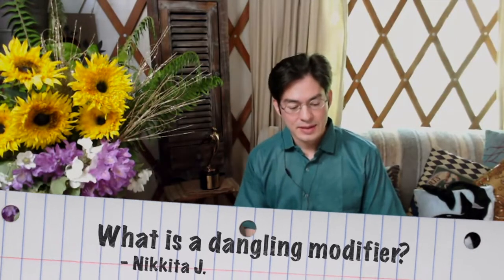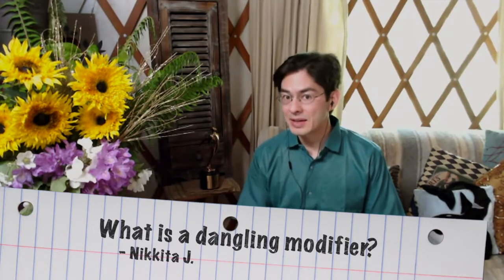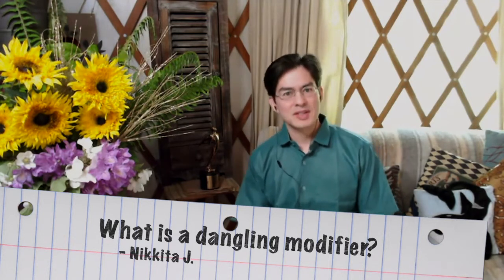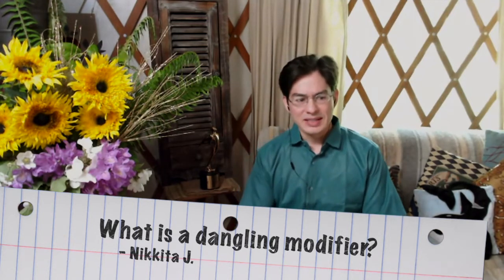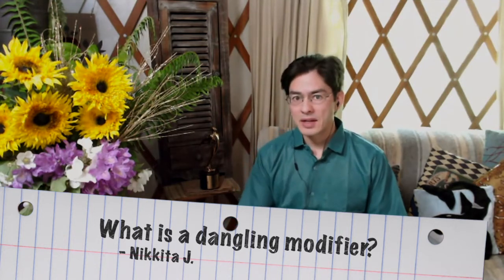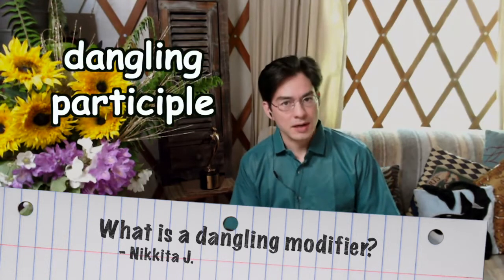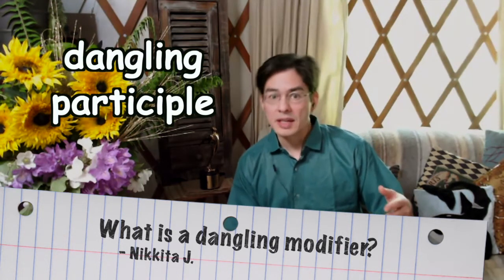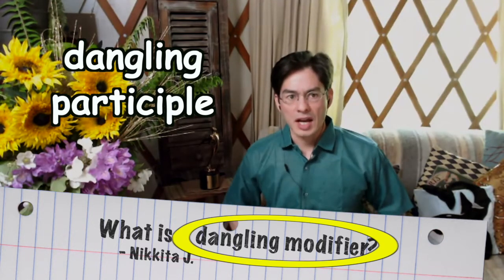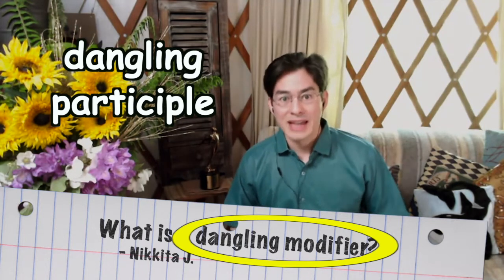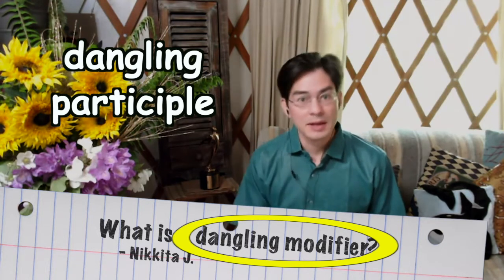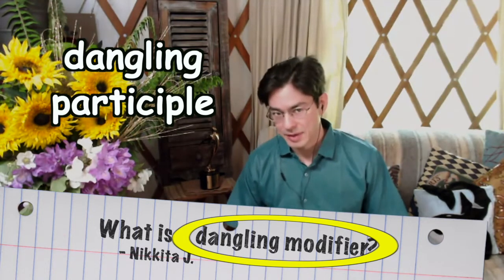Nikita J asks, what is a dangling modifier? Now, I love this question because it shows how the language of grammar can seem so strange. I remember being a kid and hearing somebody talk about a dangling participle. A dangling participle is just another name for a dangling modifier. And so I thought, oh my gosh, don't let your participles dangle. And I would talk to people about, oh, I think that's a dangling participle, even though I had no idea what I was talking about.